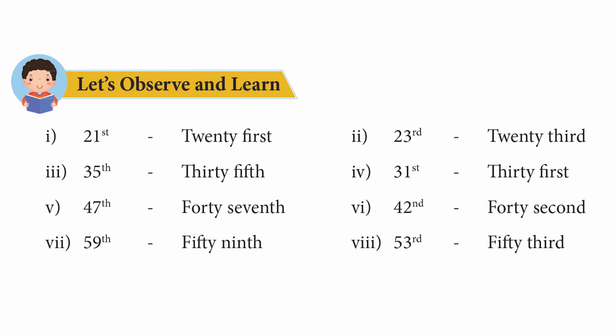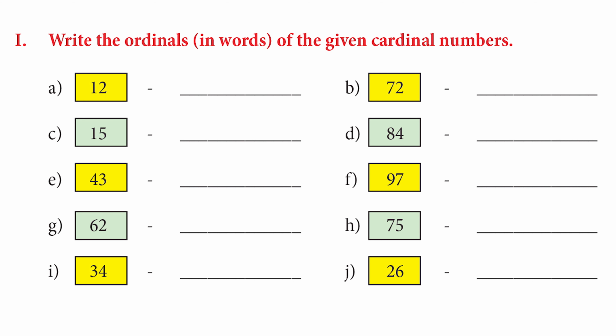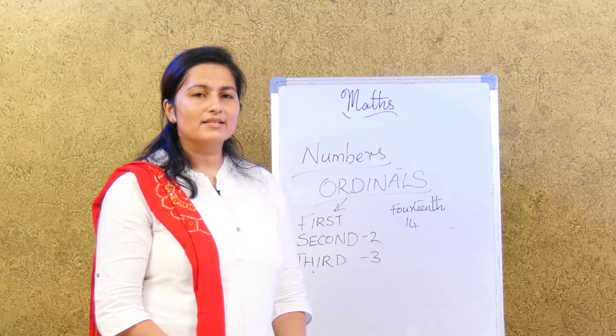Alright, page number 69. Once we know the ordinals that are given in the previous page, we can write any ordinal number easily, like we mentioned just now. Okay? See, example 21st, 35th, 47th, all those are given here. Now, it's time for you to practice what you learnt. Write the ordinals in words of the given cardinal numbers. So, let us see A, 12, 12th, we add a TH to it. All those numbers are given there.